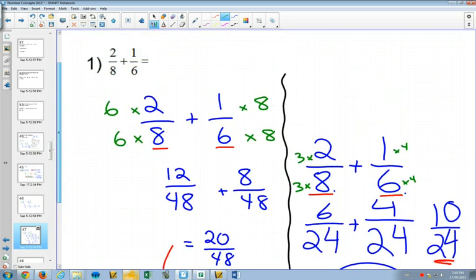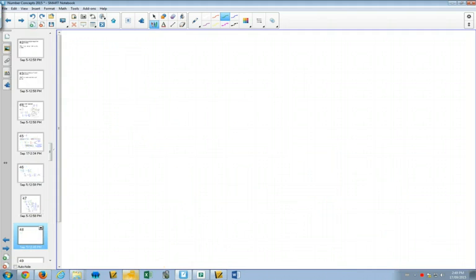Okay, cool. 2 different ways. Do you want to see a third way? Sure. A third way is I'll start with the 2 over 8 plus 1 over 6. And before I even get a common denominator, I say to myself, hey, that fraction 2 over 8.